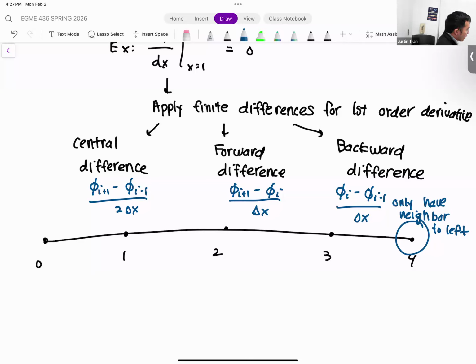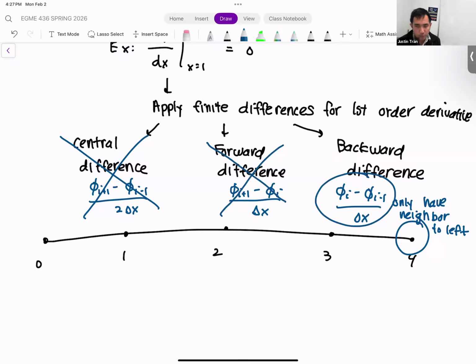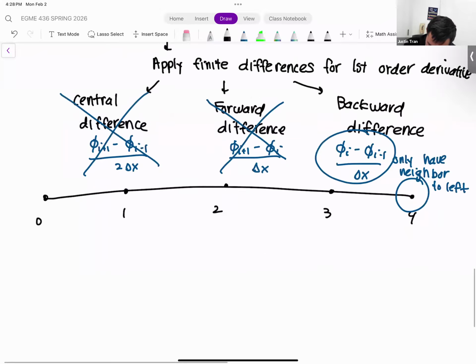All right, so any scheme here that relies on getting the value of phi on the right neighbor is not going to be viable here just because we don't have a right neighbor. We're at the boundary, right? And so, central difference relies on phi i plus 1, so we cannot use that. Forward difference also depends on phi i plus 1, so we cannot use that. And so that means our only option for the finite difference scheme here is going to be backward difference, because that only depends on the value of the node itself and its left neighbor, phi i minus 1.